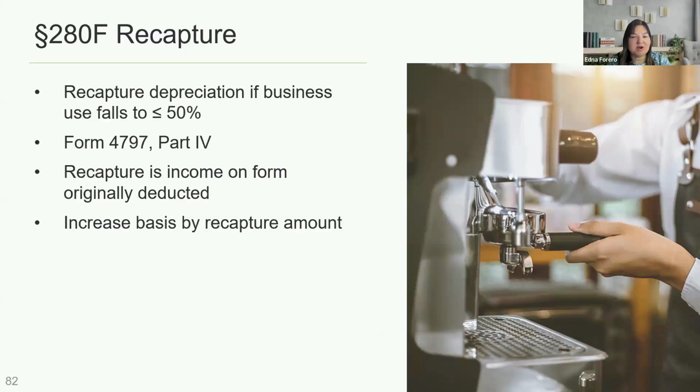Any listed property that was used for more than 50% at one point in time for the business, but then falls below 50%, we may have to recapture the prior excess depreciation. This is required under the Section 280F recapture rule. The recapture is considered income on the form it was originally deducted. It increases the basis by the recapture amount, and it's reported on Form 4797, Part 4.